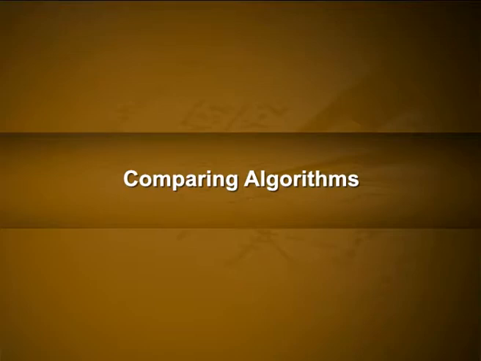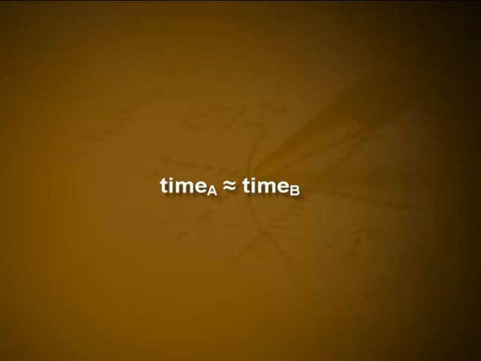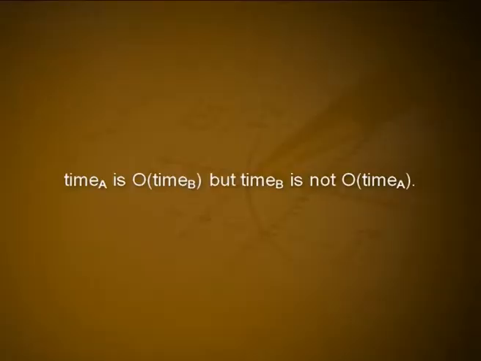Comparing algorithms. Let two algorithms A and B solve a problem P, and let time A and time B be the time complexities of the algorithms A and B respectively. Algorithm A is said to have the same complexity as algorithm B in solving the problem P if time A is equivalent to time B. Algorithm A is said to be better than algorithm B in solving P if time A is O of time B but time B is not O of time A.